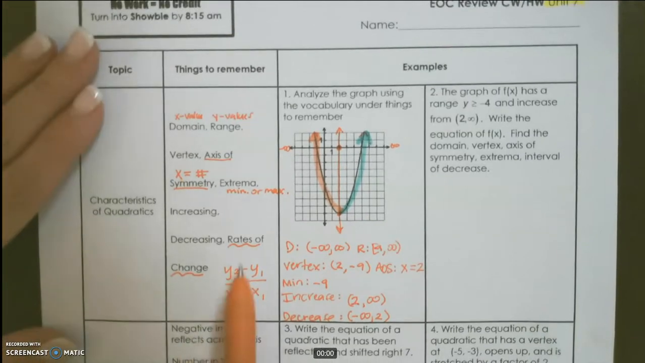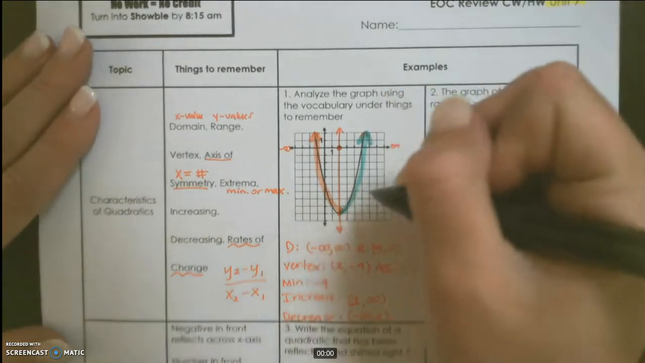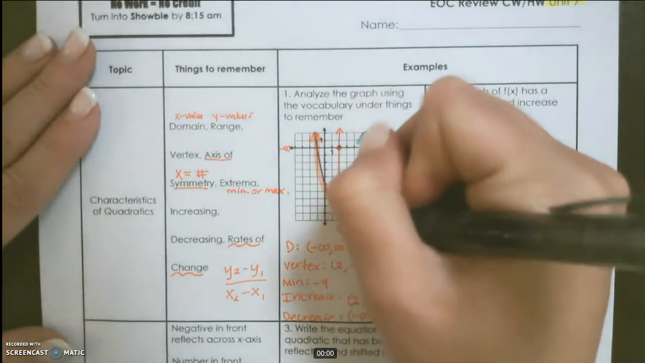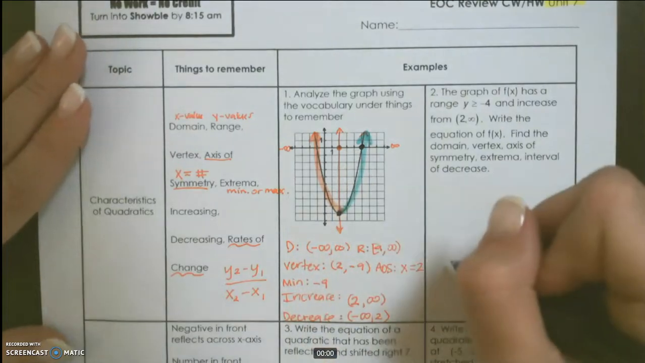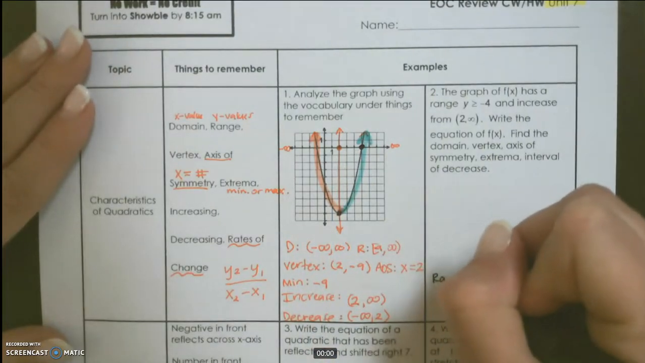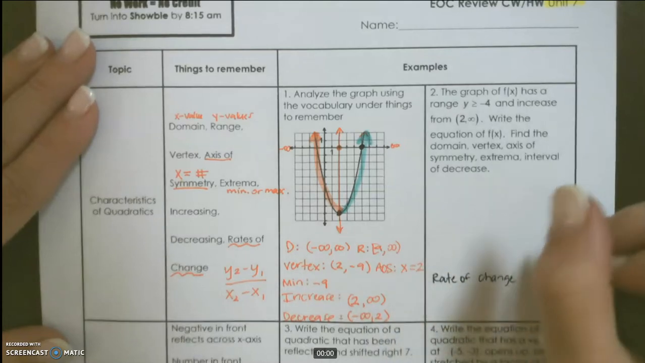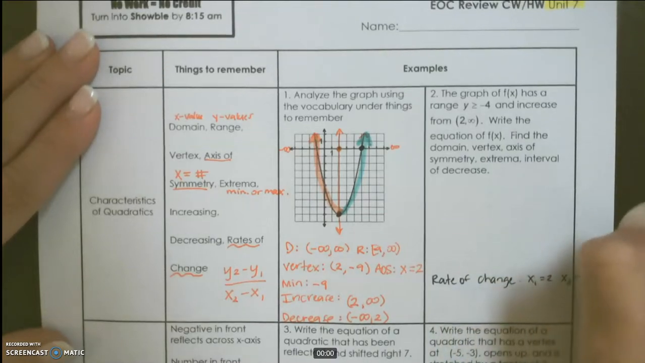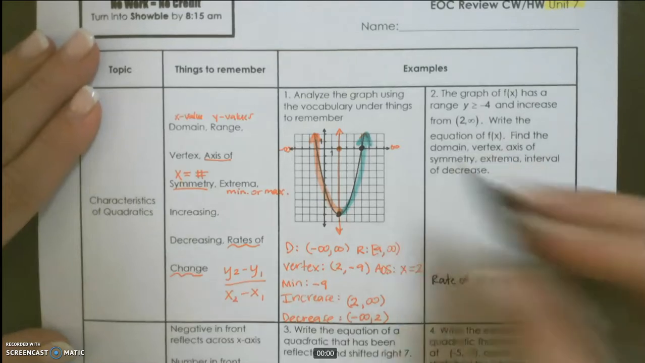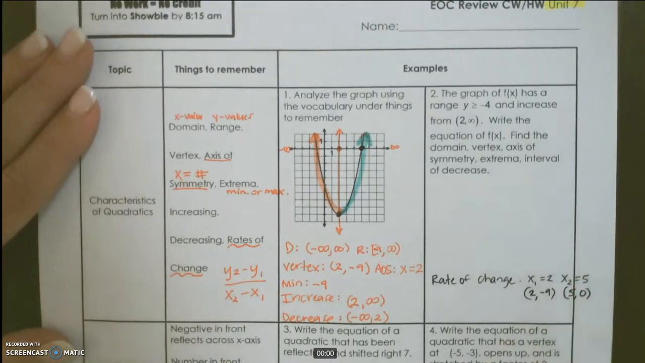If I did want to do a calculation for the rate of change, let's say I wanted to do the rate of change from x is 2 to x is 5. The coordinate when x is 2 is 2 comma negative 9. The coordinate for when x is 5 is 5 comma 0.